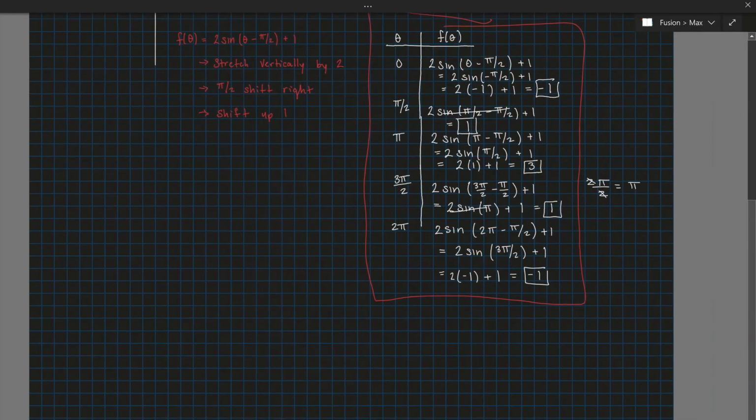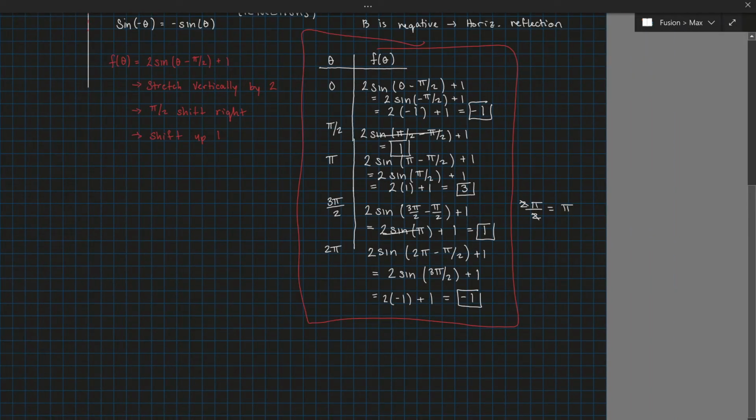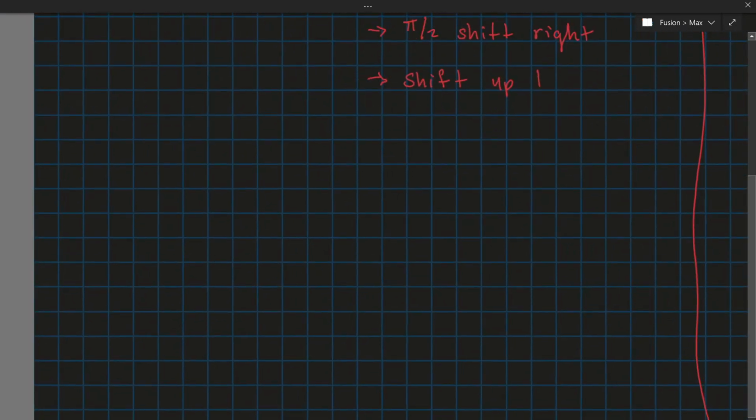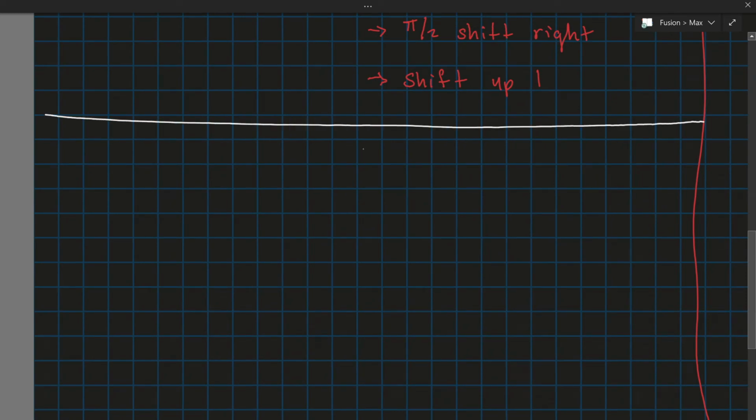Okay. How did you feel about that, by the way? I feel pretty good about it. Okay. So the other one that we're going to do, we're not going to worry about tangent or the reciprocal functions right now. We're just going to do sine and cosine.